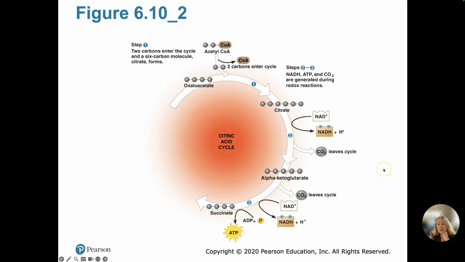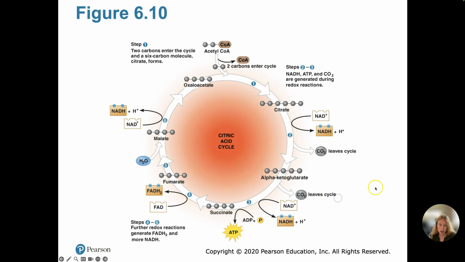And remember, every time NAD+ is reduced to NADH, a hydrogen ion is released. Those hydrogen ions become important later, so just keep that in the back of your mind. We have those 2 NADHs so far, and then in stage 3, ADP is phosphorylated to form ATP. In steps 4, 5, and 6, we see more electron carriers reduced and water added. So in steps 4 through 6, further redox reactions generate FADH2 and then more NADH up here.